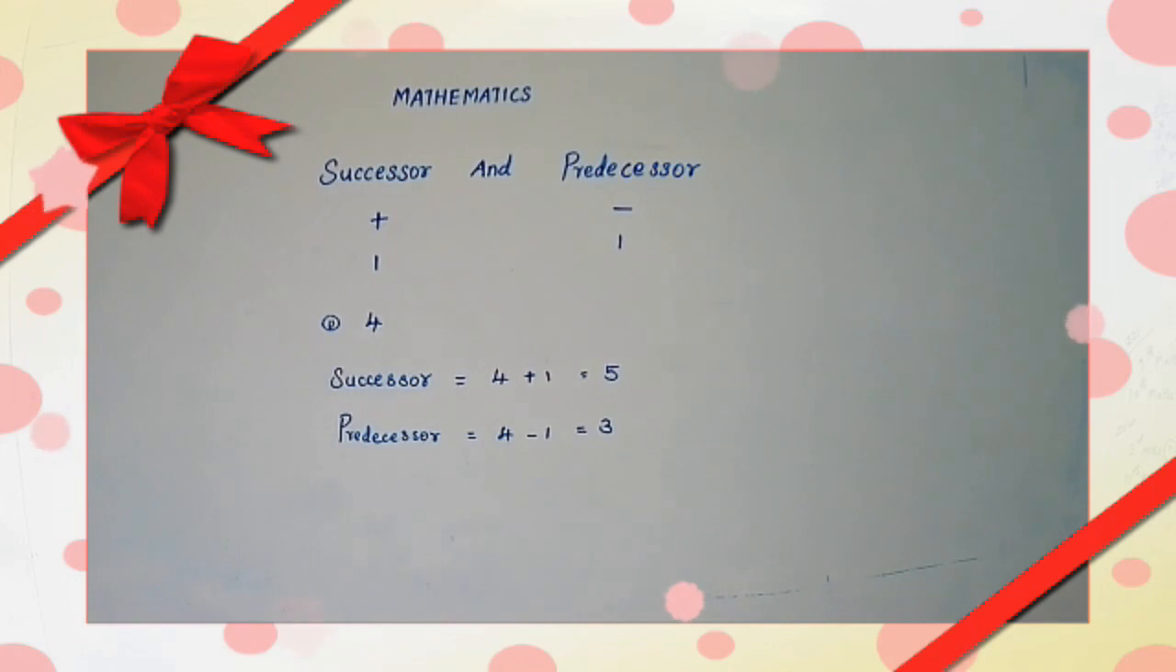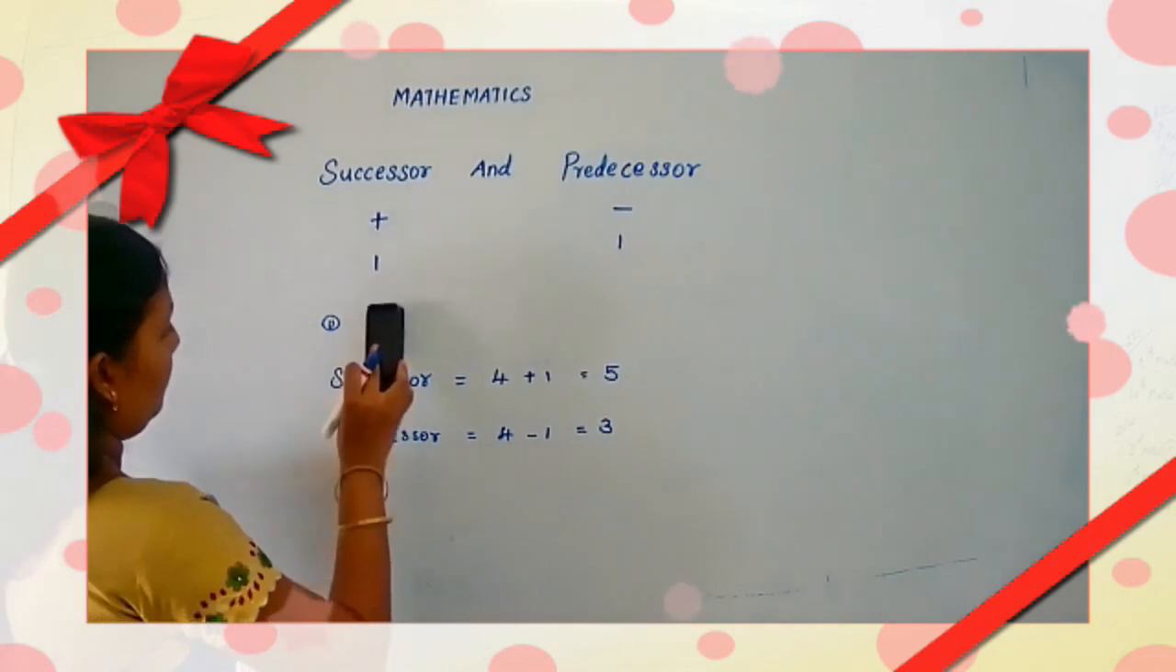Then successor means we can get the successor of a given number by adding 1. Predecessor means subtracting 1 from the given number.